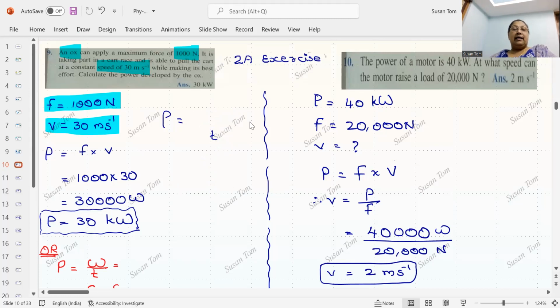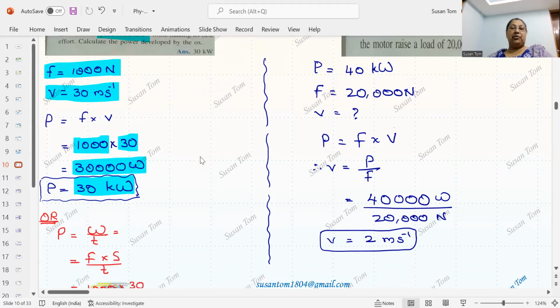If these two are the data given, use the expression P equal to F into V for calculating power. So force is 1000, velocity is 30 meters per second, units are in the same system. So solve it, 30,000 watt, which is equal to 30 kilowatt.